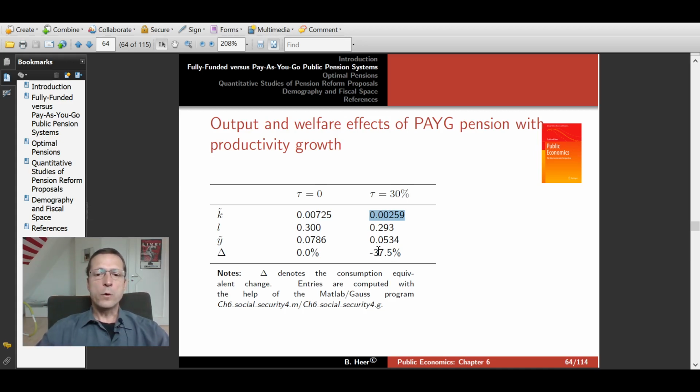Now, the welfare effects amount to 37% of total production. So now we cannot compare the effects of a change in the social security system to our old benchmark without growth, but of course we have to compare it with the case where we have economic growth but no pension case. So we compute the consumption equivalent change just like in the case before, and it amounts to 37%.